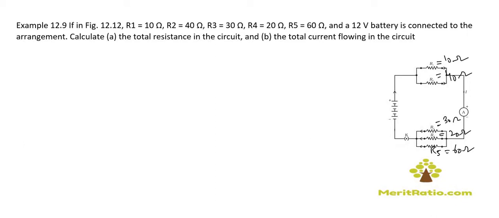We are required to find the total resistance in the circuit and the total current flowing in the circuit. There are two questions we have got in this given figure.